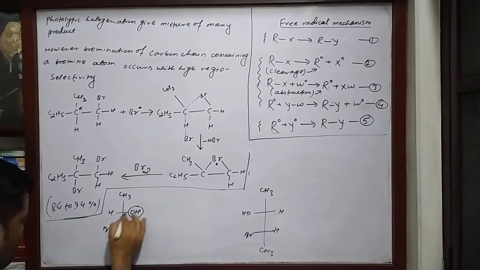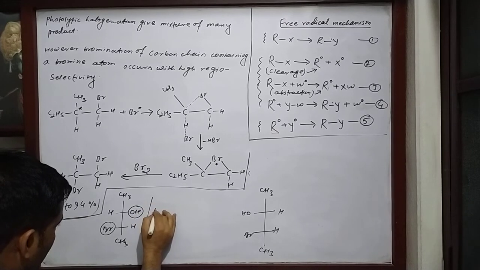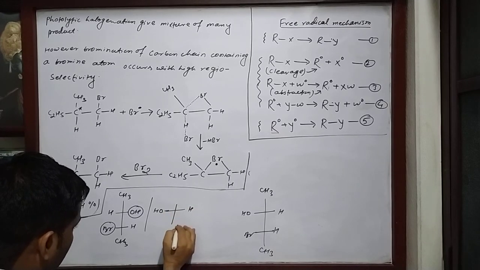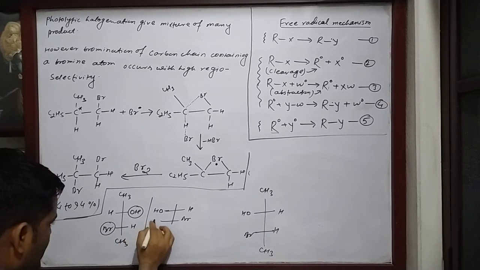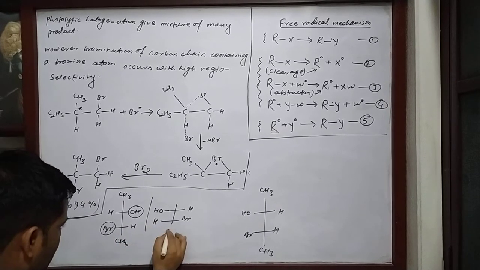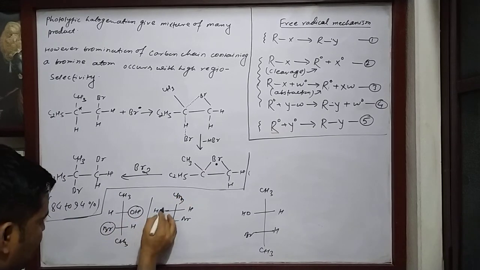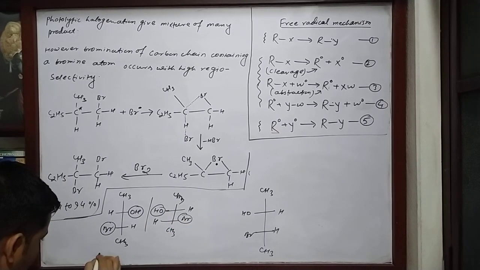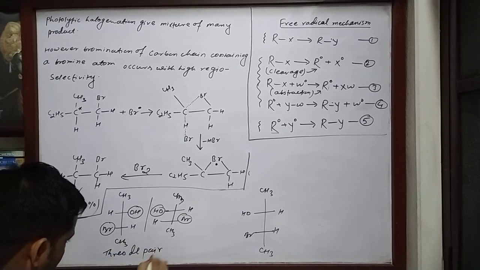Methyl is the same, here the OH group, here the Br group. When you draw the mirror image of this compound, it gives HO, H, and here Br, with CH3 and CH3. When the groups are on opposite sides, this is threo, a threo DL pair.